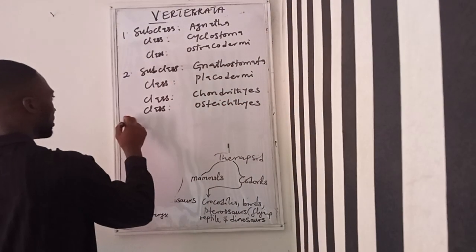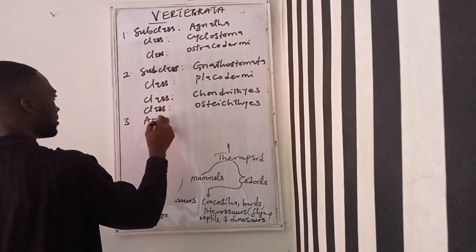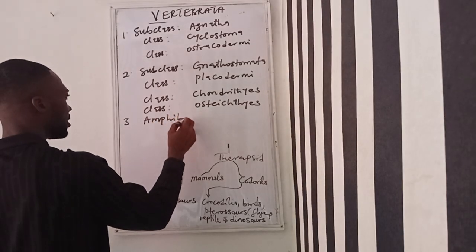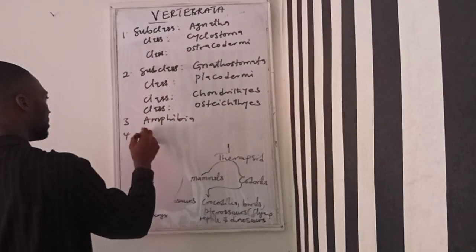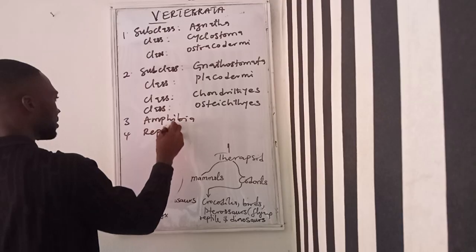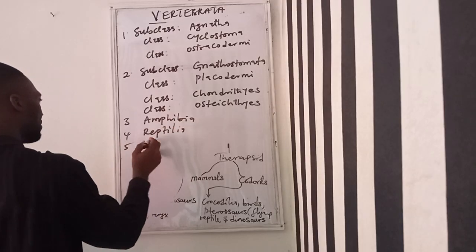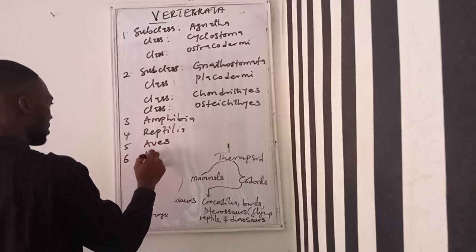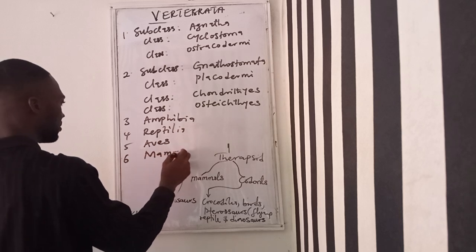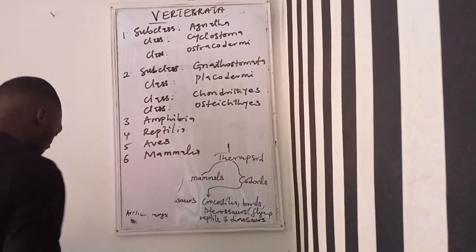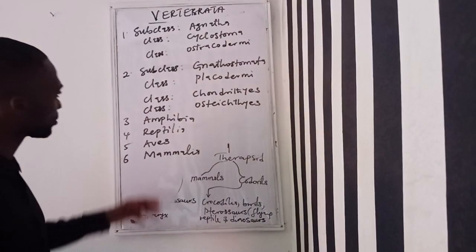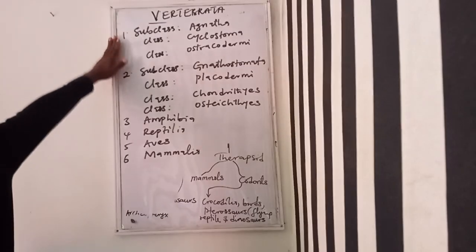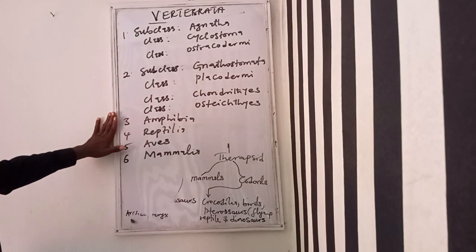Osteichthyes. Then we'll have Amphibia. Then we'll have Reptilia. We'll have Aves. We'll have Mammalia. So these are the different classes, about 6 of them, of vertebrates.